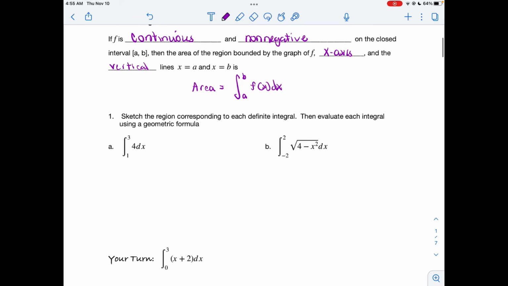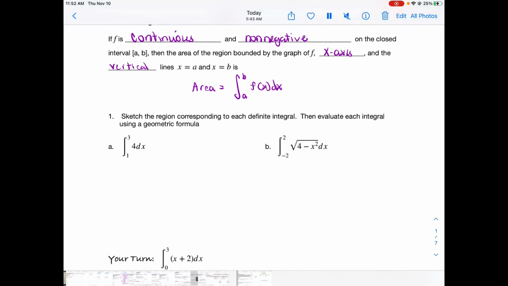Okay, we're going to learn the different methods of doing this. We're going to learn different ways of finding area. First, we're going to use geometric formulas. So we're going to sketch a graph of this function and find the area using our knowledge of geometry.